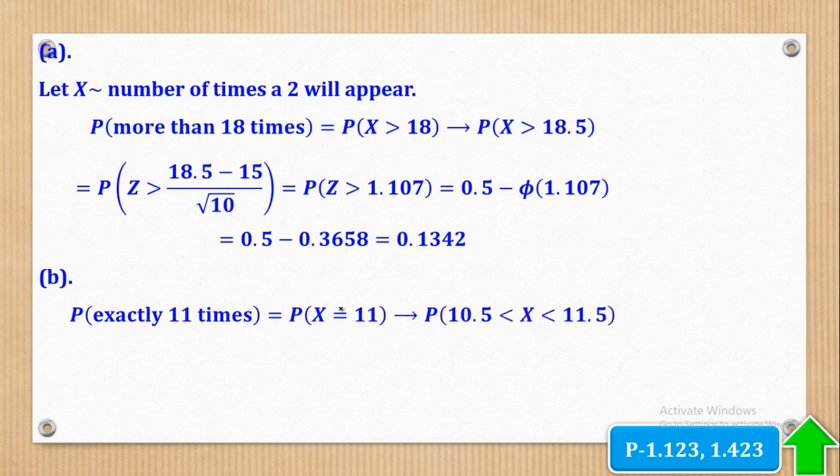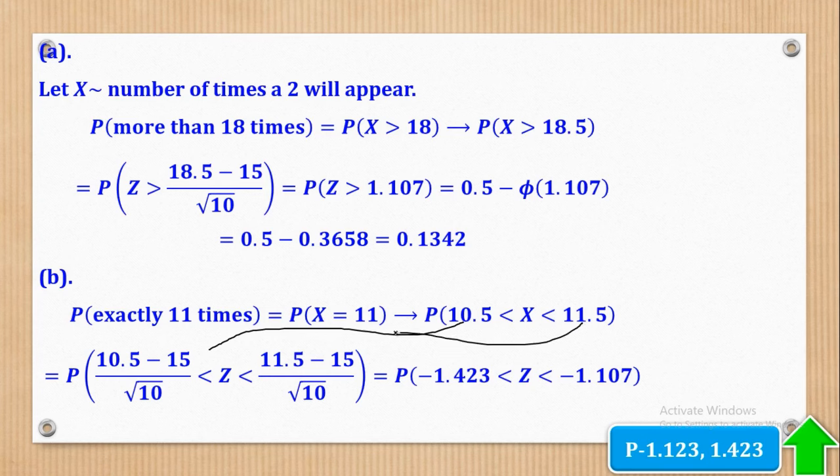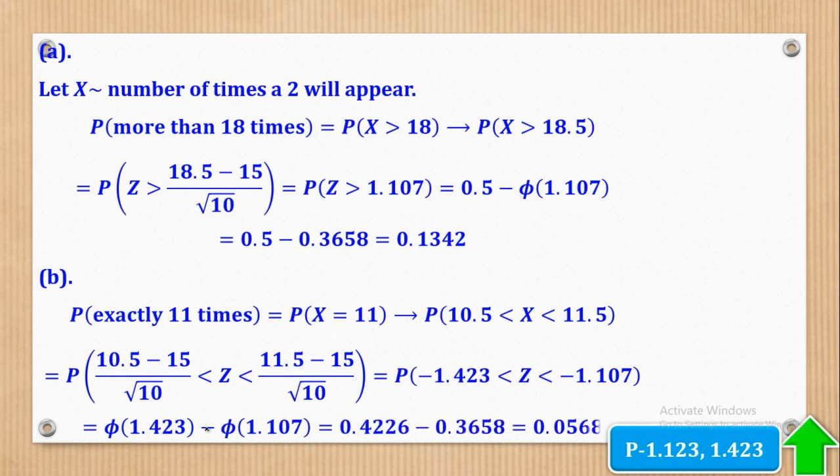Now it becomes x equal to 11. Now this is not an inequality, it's an equal sign, meaning that both must be carried out. You have to subtract and you have to also add. And when I standardize, this becomes that and this becomes that. Then to 3 decimal places, this is that and this is that. Now since they are of the same sign, it means that in terms of phi we subtract. And then you have to read values.